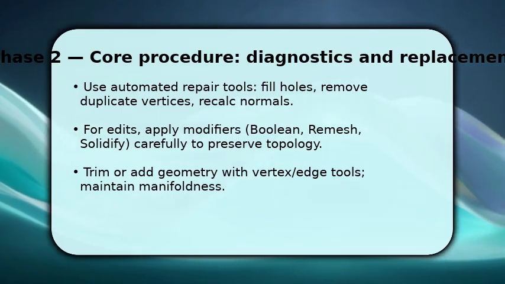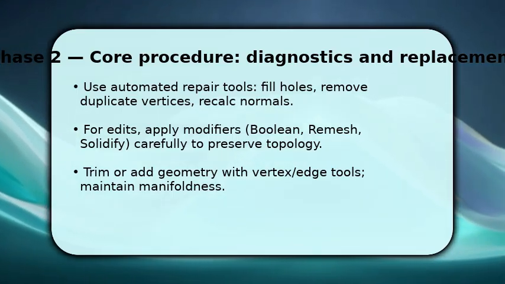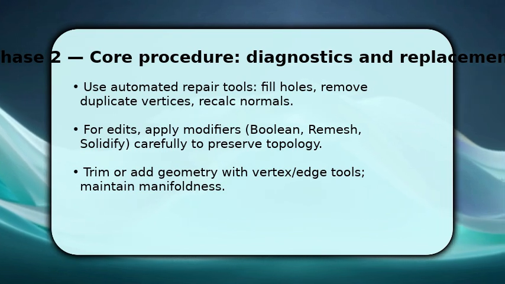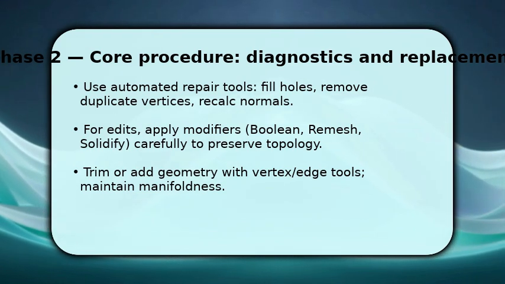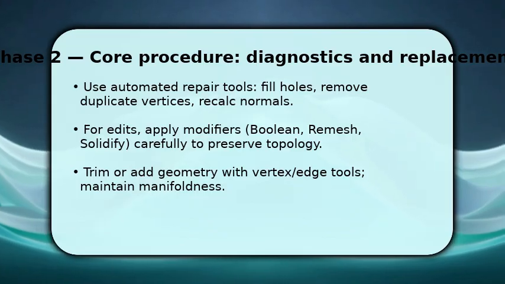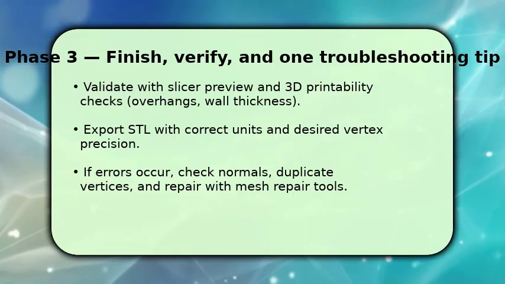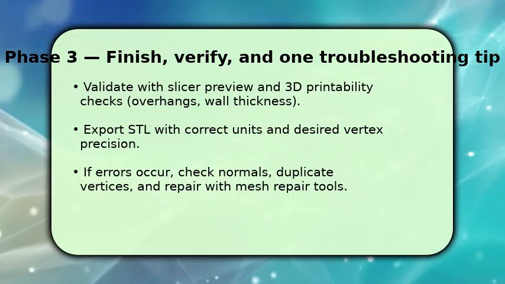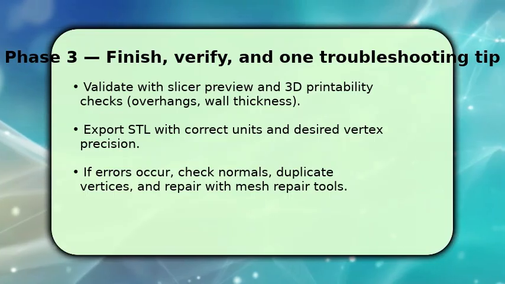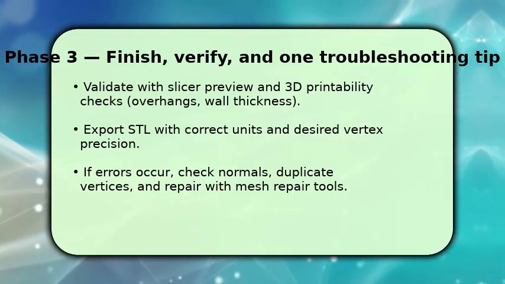Trim or add geometry with vertex and edge tools while keeping the mesh manifold, because non-manifold geometry will cause slicer errors later. Finally, validate and export. Run a slicer preview to check orientation, supports, overhangs, and wall thickness, because this reveals practical printability issues.